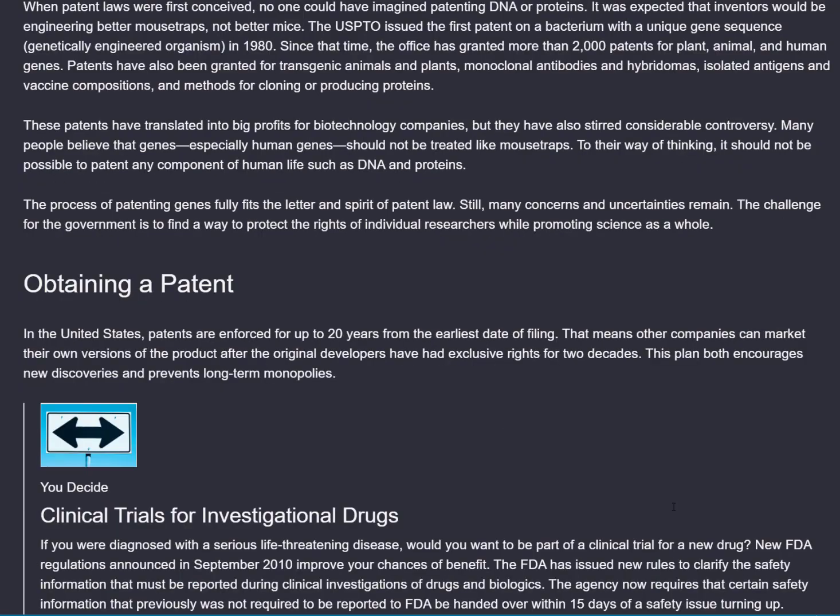When patent laws were first conceived, no one could have imagined patenting DNA or proteins. It was expected that inventors would be engineering better mousetraps, not better mice. The USPTO issued the first patent on a bacterium with a unique gene sequence, a genetically engineered organism, in 1980. Since that time, the office has granted more than 2,000 patents for plant, animal, and human genes.